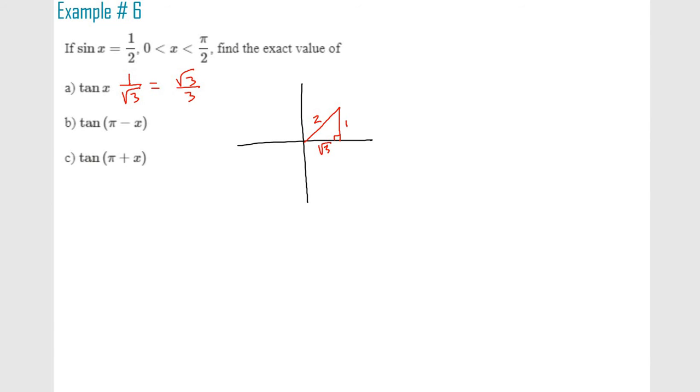There we go. Then the next one, part B, 180 minus the angle. So think about it, we're over here. A smart trig class, so only sine is positive, so tangent is negative. C, add 180 to my angle, so I'm here. Add my angle. A smart trig class, so tangent is positive.